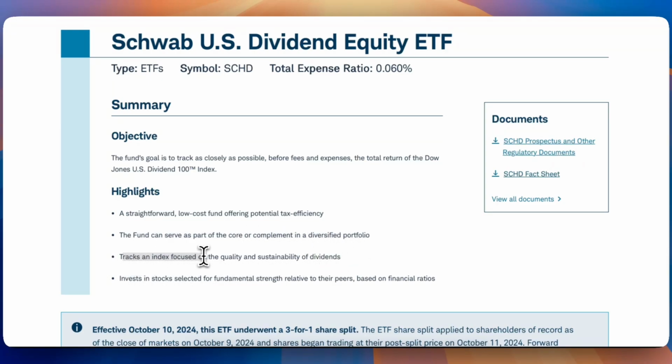So it tracks an index focused on the quality and sustainability of dividends, and invests in stocks selected for fundamental strength relative to their peers based on financial ratios. And part of what makes this ETF so successful is its annual reconstitution, where it rebalances its portfolio, kicks out the underperforming stocks, and adds in high quality dividend paying stocks. So it's always updating with the latest and greatest in its portfolio.